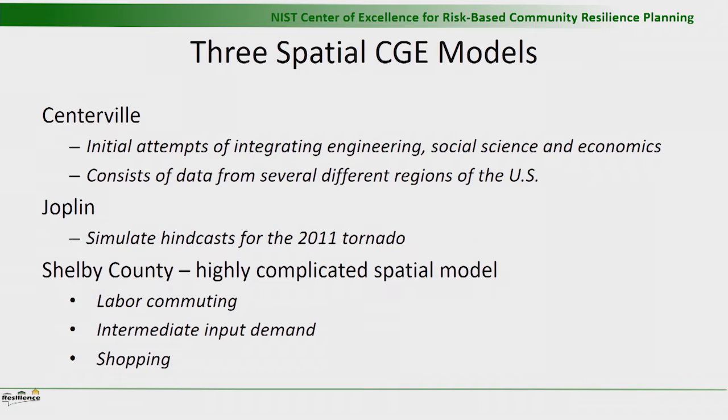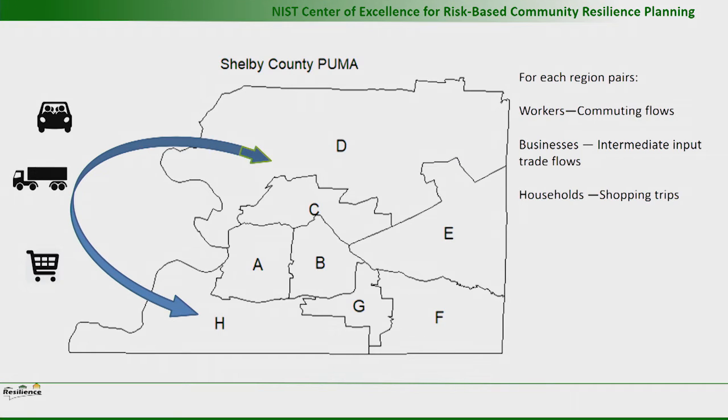And then our third model was the Shelby County model, and this was the highly spatialized model we did. Just to point out, Shelby County is divided up into 8 PUMA regions. The PUMA regions are not critical, but most of the economic activity appears in sectors A and H. We have work centers in each of these 8 regions, and we also have people living in all 8 regions. So we have people living in D and working in A, or living in E and working in A. So we have all this labor commuting going on between these different regions.